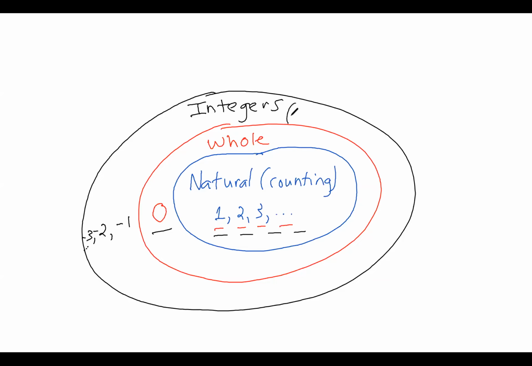Or I sometimes call these numbers the number line numbers. If you were to sketch out a number line, this is usually what we label on the number line. 0 in the middle, then positives to the right, negatives to the left.